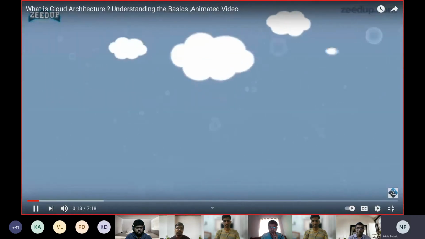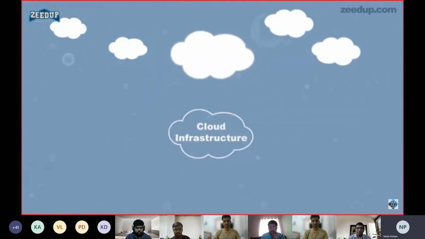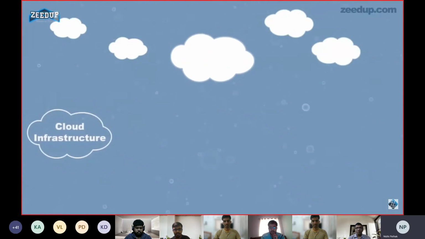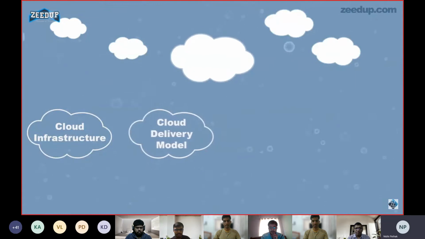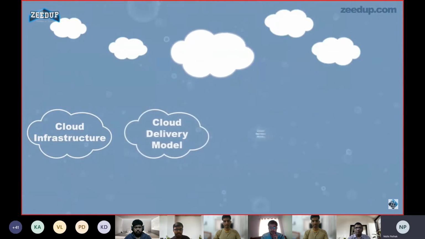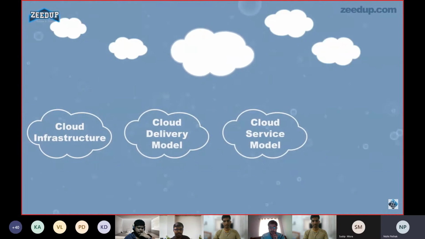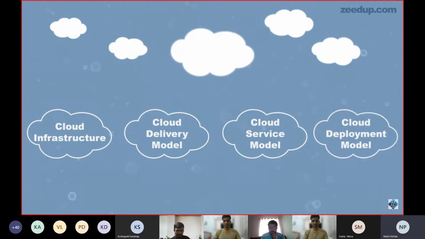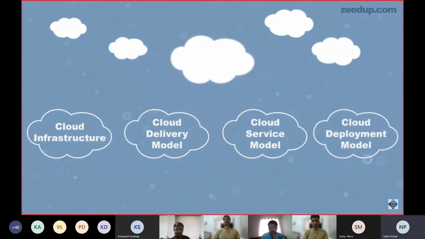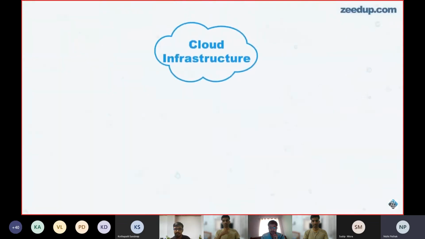When cloud architects set up a company's cloud environment, they are organizing it around four chief concepts. 1. Cloud infrastructure, the underlying compute, storage, and network systems. 2. Cloud delivery model, the client side and provider side of the cloud platform. 3. Cloud service model, the type of service offered such as IaaS, PaaS, or SaaS. 4. Cloud deployment model, this relates to the approach and governance of the cloud platform. Let's take a closer look at each of these concepts.